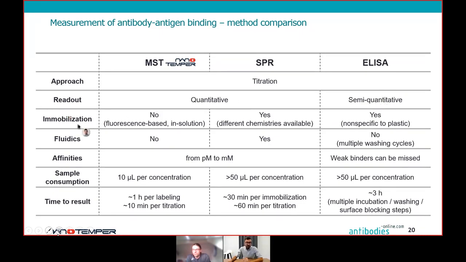Regarding immobilization, it's another difference. MST is a method that works completely in solution. So both molecules are in solution. It's fluorescence based, so we can do this because one of these two molecules is fluorescent.